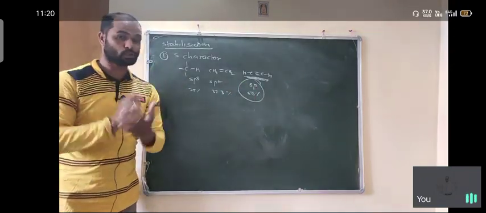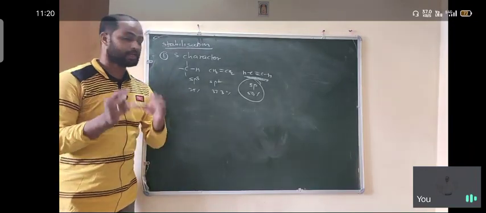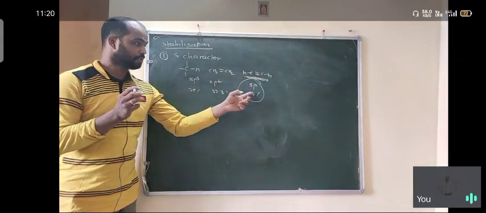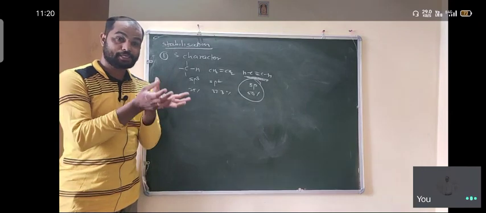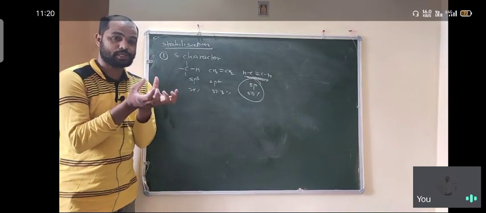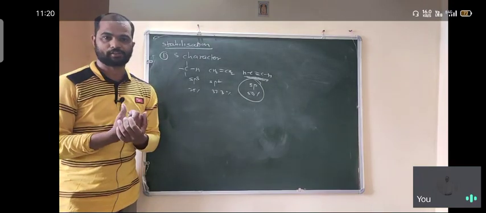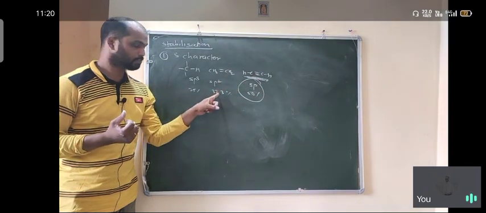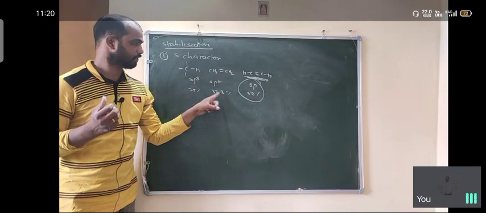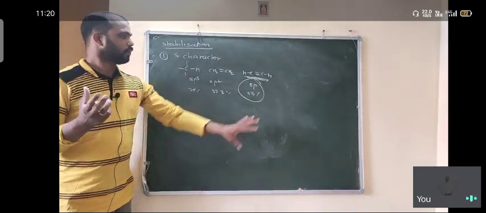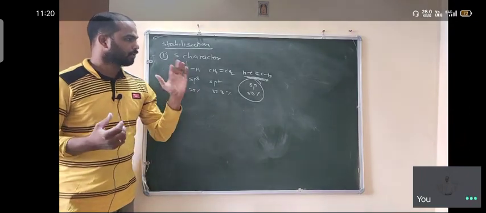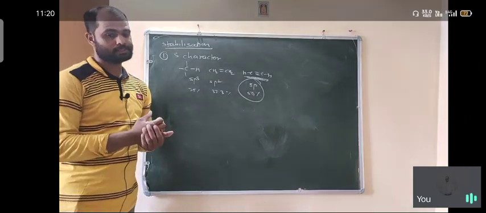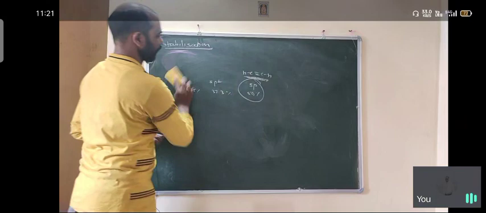Now if the s character is more, the s orbital is spherical and it is more close to the nucleus, meaning here 50% electron density is occupied in the s orbital, which is more close to the nucleus. That means this nucleus has a more electronegative effect. So this carbon has a more electronegative effect than this one, because here it is only 33.3%, here only 25%. So where there is more s character, it has a more electronegative effect and this will more stabilize the carbanion.